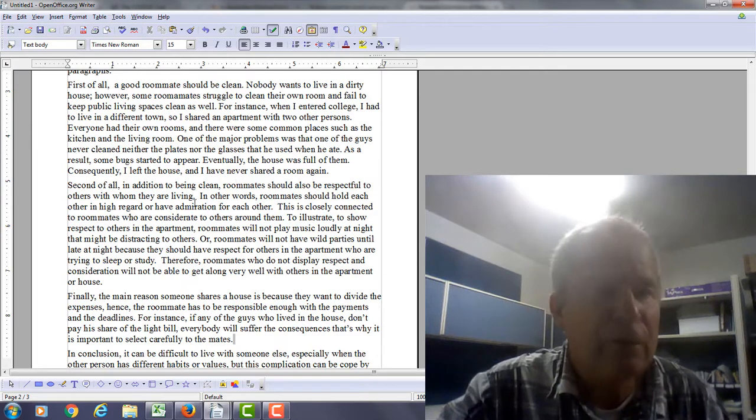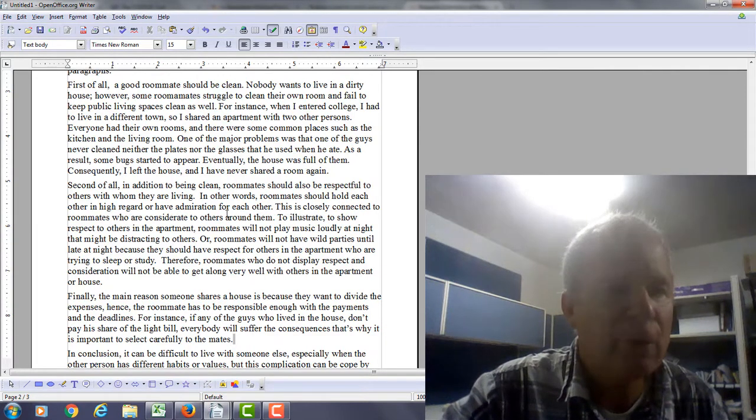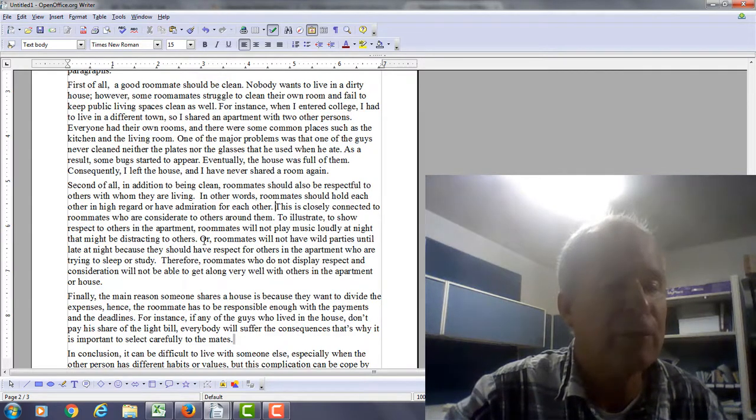Okay, so let's see what I have. It says, in other words, roommates should hold each other in high regard or have admiration for each other. This is closely connected to roommates who are considerate to others around them. To illustrate, to show respect to others in the apartment, roommates will not play music loudly at night that might be distracting to others, or roommates will not have wild parties until late at night because they should have respect for others in the apartment who are trying to sleep or study. Therefore, roommates who do not display respect and consideration will not be able to get along very well with others in the apartment. There we go.